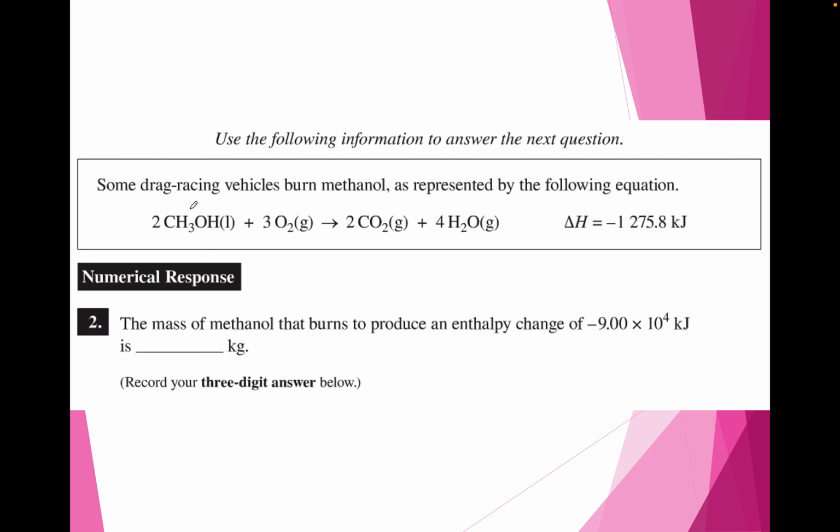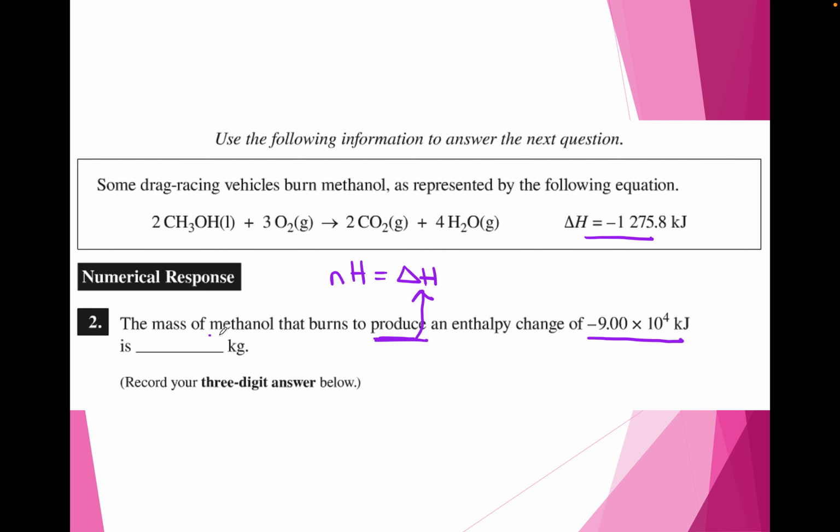Now, this next one we're looking at, we have this combustion reaction. We have the enthalpy of the reaction. We know it's exothermic once again. And this one's asking for the mass of methanol that burns to produce an enthalpy change of negative 9.00 times 10 to the power 4 kilojoules. So we are going to use the formula nH equals delta H. Anytime energy is being produced or absorbed, that is the delta H value. So this negative 9.00 times 10 to the power 4, that's going in for delta H.